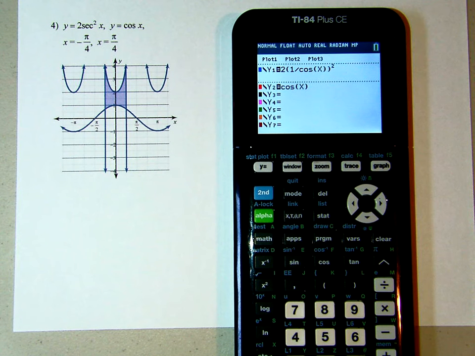This is another example of finding the area between two curves, concentrating on calculator keystrokes in order to accomplish this. The next example we're going to do here, our functions are 2 secant squared x and cosine of x, and we're interested in the area bounded by x equals negative pi over 4 on the left and positive pi over 4 on the right.